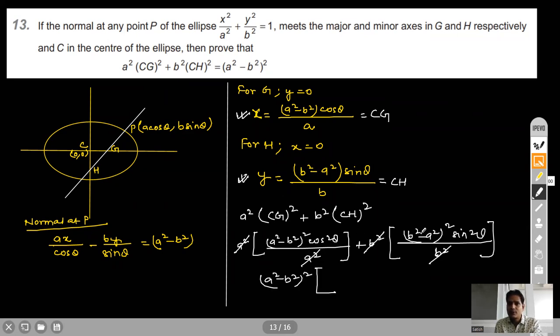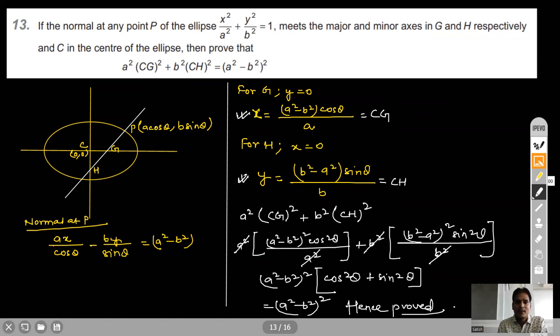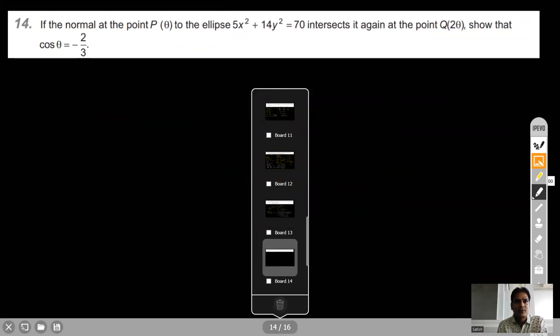Okay. We can take common from both these terms, and we will be having cos square theta. This minus a square, you can take minus common from here. So this will become minus of (a square minus b square) whole square. Now again, squaring will have no effect at all, so I'm taking this thing common, and plus sine square theta. Right. So this will be equal to (a square minus b square) whole square. So this is what we were required to prove. So you can say, hence proved, right? Hence proved. So this is our question number 13.